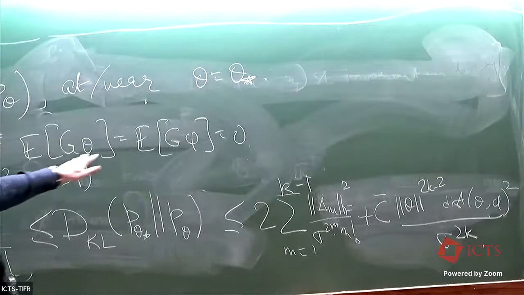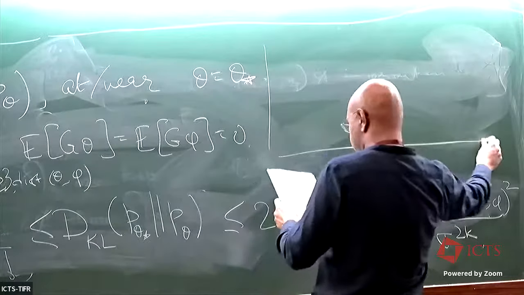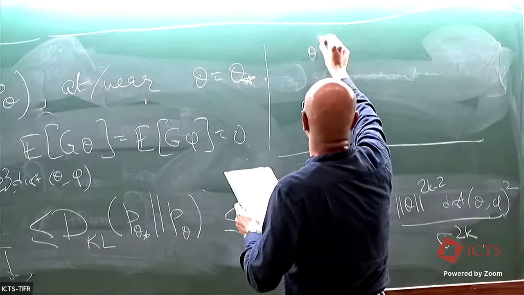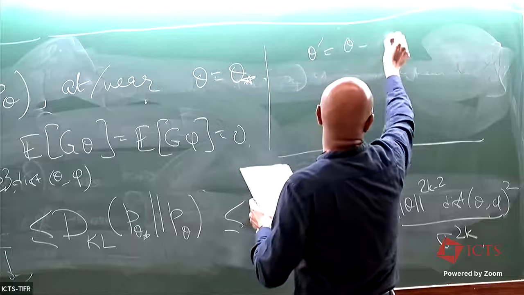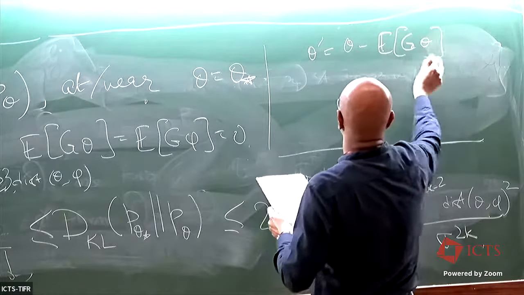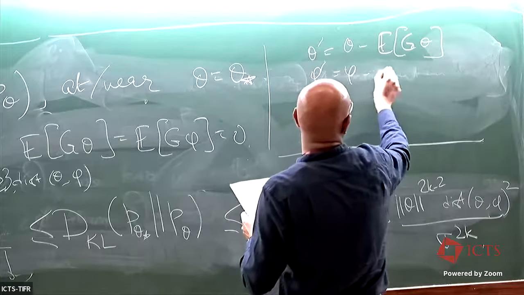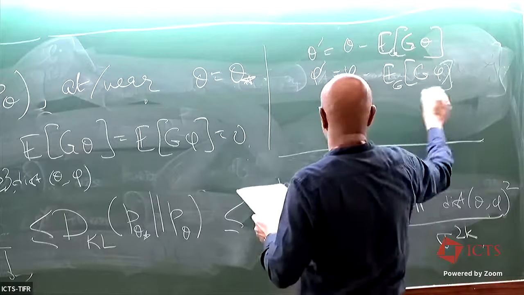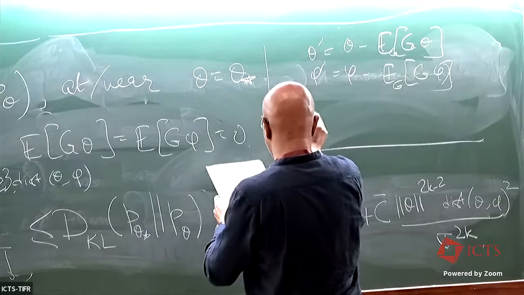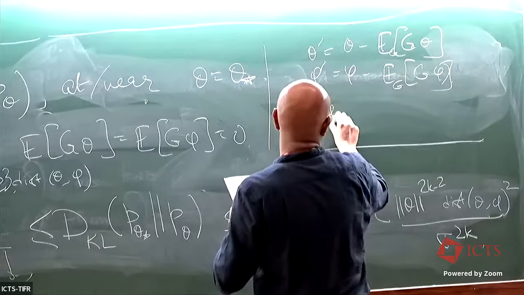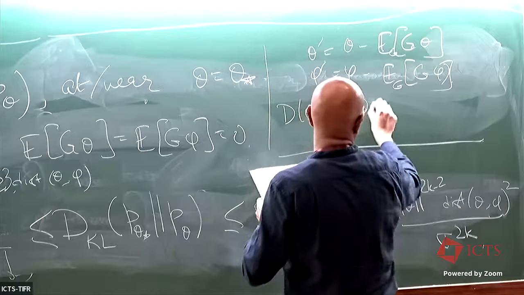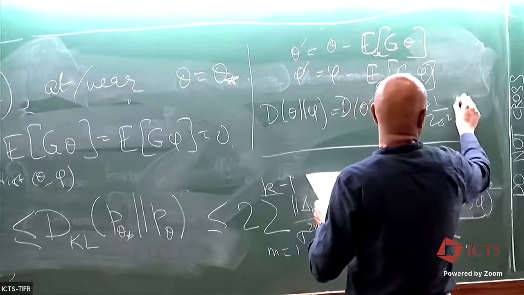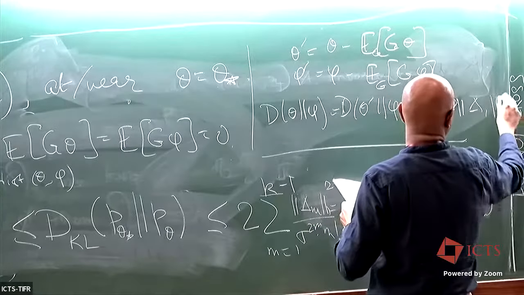And this is just some centering. So there is also a complementary lemma as to what happens if you center. So if theta prime is equal to theta minus its mean, this is the theta prime is the centered version of theta, and similarly for phi, then there is a very clear relation between d theta phi equal to d theta prime phi prime plus 1/2 sigma square, the difference between mean squared.